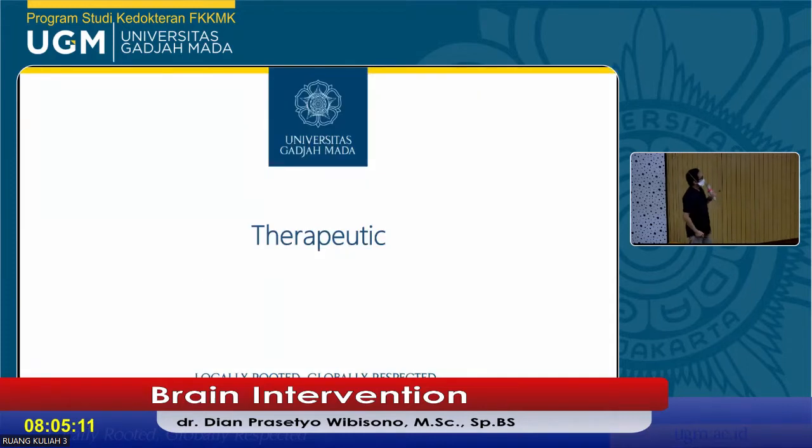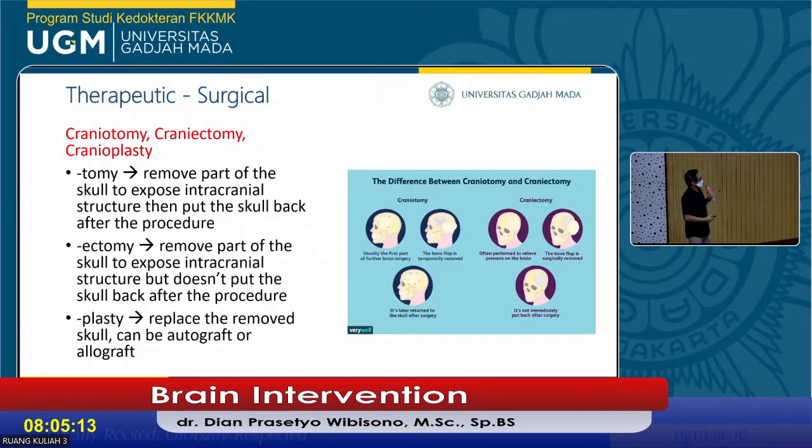Okay, now is the therapeutic part of brain intervention. A lot of this part correlates with the neurosurgical aspect. We have three terminologies right here: craniotomy, craniectomy, cranioplasty. So what is the difference? Actually, craniotomy is a standard procedure that a neurosurgeon does in the operating room. But we have other procedures that have different terminology, like craniectomy.